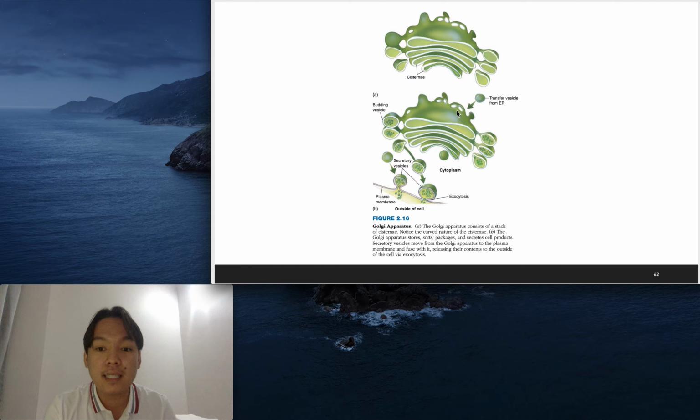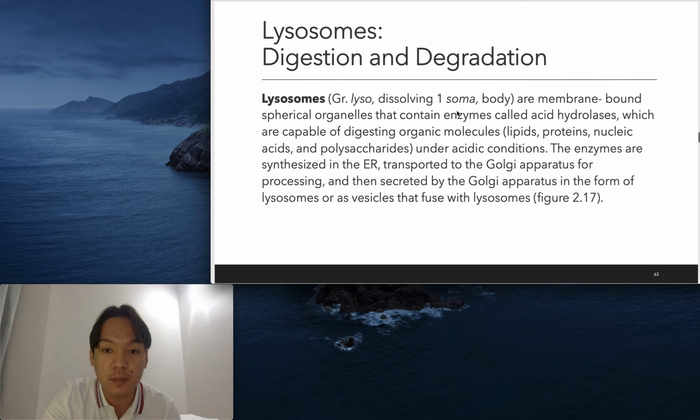It has a stack of cisternae. Notice that the curved cisternae are found in there. It sorts, packages, and secretes cell products. Some of the secretory vesicles move from the Golgi apparatus to the outside of your cell via exocytosis.